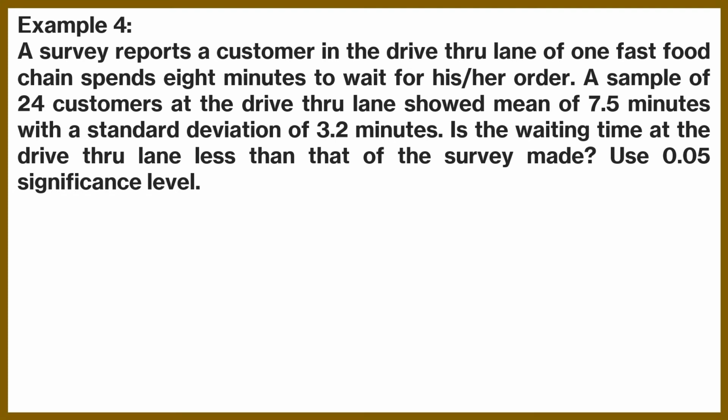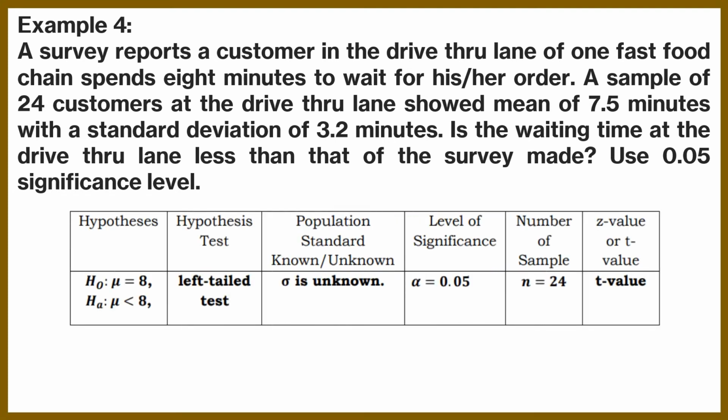Okay, so kung ipa-plot natin siya into table, ito yung magiging table natin. The null hypothesis is the mean is equal to 8 and the alternative hypothesis is the mean is less than 8. So nakalagay din sa problem. So the hypothesis test is the left tail test. Is the population standard deviation known or unknown? So it is unknown. Therefore, the level of significance is 0.05 and the sample size is 24. So ang gagamitin natin is the t value or the critical t value distribution.